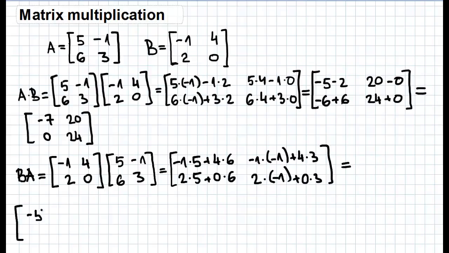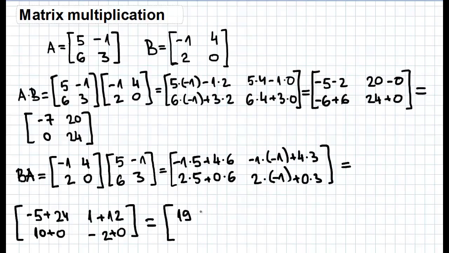minus 5 plus 24, then 1 plus 12, 10 plus 0, and minus 2 plus 0. When we calculate this, we get 19, 13, 10, and minus 2.